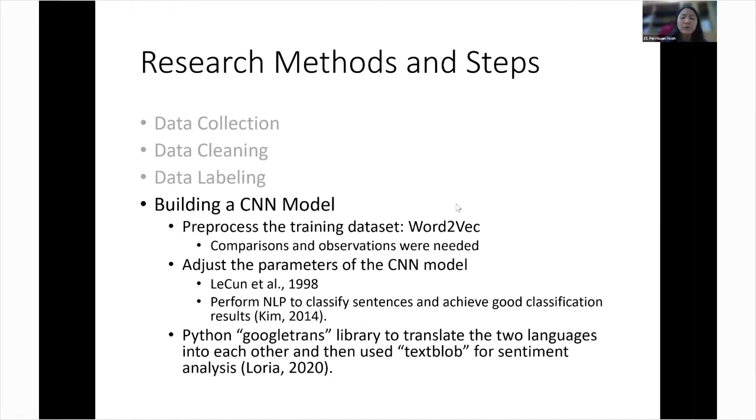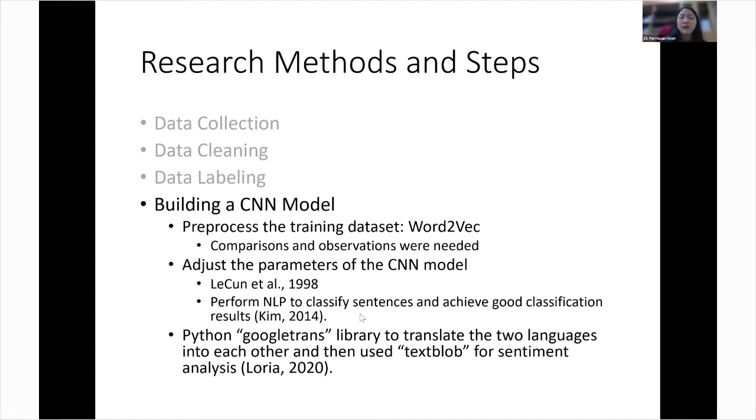When we are building the CNN model, we have to preprocess the training set. We have to use Word2Vec, and this is quite useful when we run other projects. So we're still using the same way to preprocess our training data set. After that, we have gone through the whole process that I mentioned to you in the previous slides. And we have to adjust the parameters, of course, for the CNN models. And we also refer to the key paper, LeCun, published in 1998.